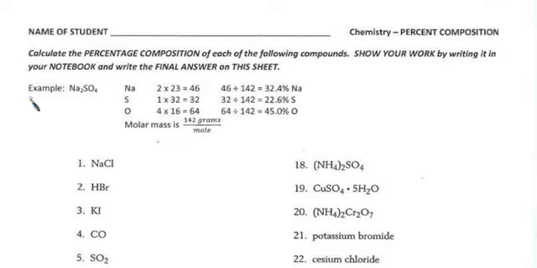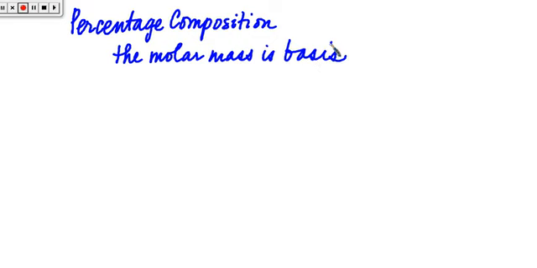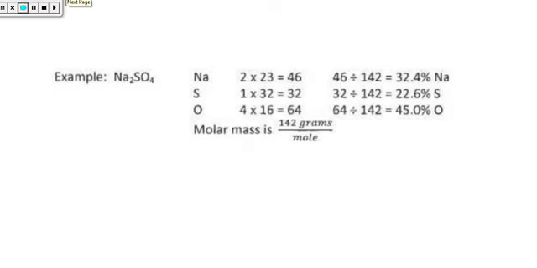The example is right here, but I'd like to go and show you how that's done so that you don't get confused. This skill is called calculating the percent composition, and it's based on figuring out the molar mass. And the molar mass is the basis for figuring out what elements make up that particular compound. So if we take a look at the example, I'd like to show you how we get to this answer.